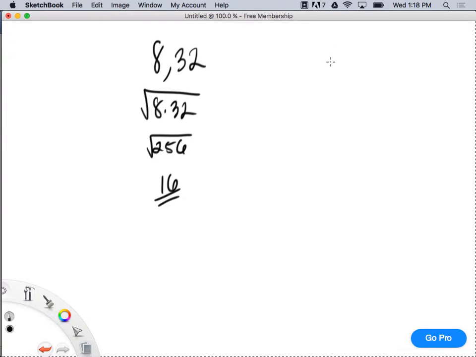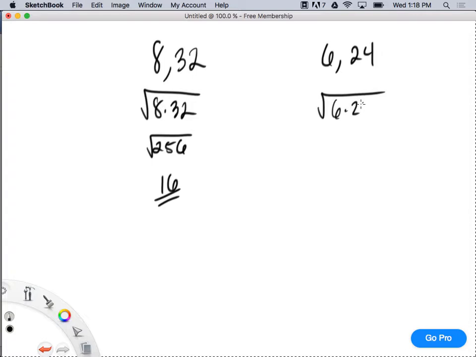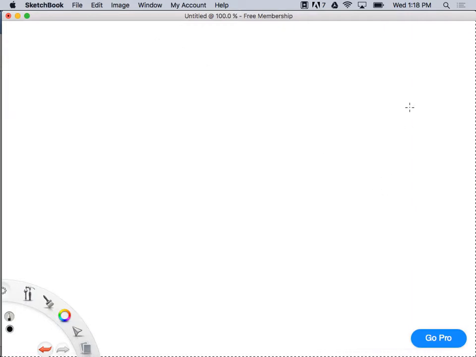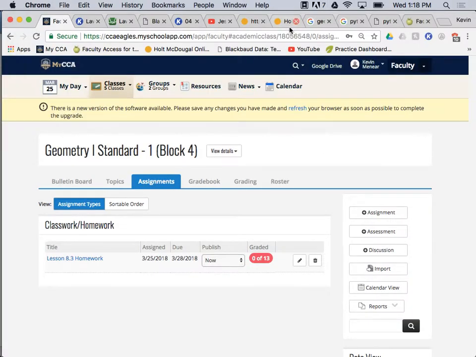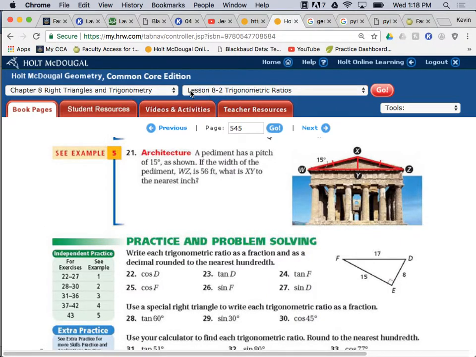All right, last one. The geometric mean of 6 and 24. It's 12. It's the square root of 6 times 24. What's 6 times 24? 144. The square root of 144 is 12. All right, good. Now, these problems aren't always that simple.